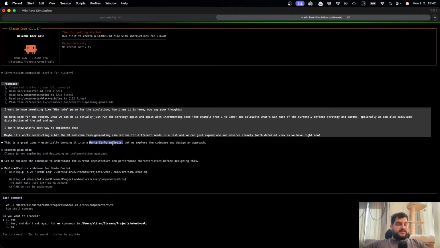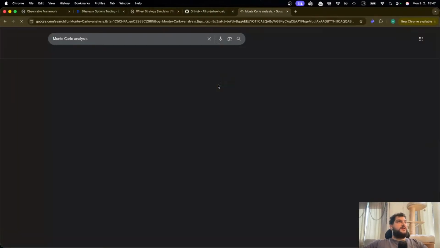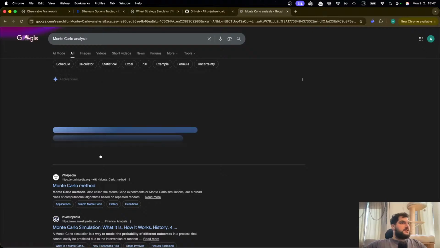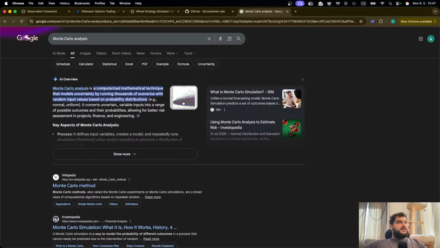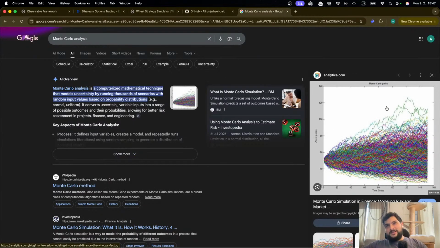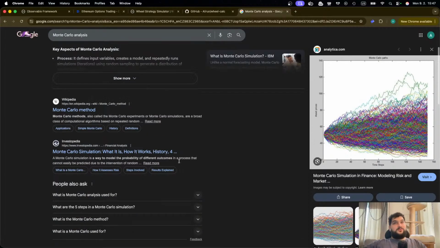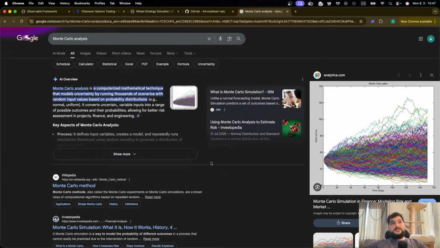Monte Carlo analysis. So basically I came up with something that's already there, I think. Let's take a look at what Monte Carlo analysis is. Oh, exactly. At least from the look of this chart, it's already clear that this is exactly what I'm doing. Monte Carlo analysis is a computerized mathematical technique that models uncertainty by running thousands of scenarios with random input values based on probability distributions. It converts uncertain variable inputs into a range of possible outcomes and their probabilities, allowing better risk assessment in projects, finance, and engineering. Yes, we are doing exactly Monte Carlo analysis.